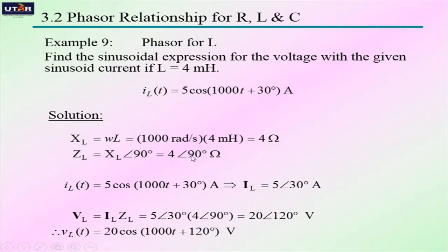And j is represented by 90 degree. So voltage equals current times impedance, which is 5 magnitude 30 degree multiplied by 4 magnitude 90 degree. So the voltage VL that we obtain is 20 magnitude 120 degree volt. So in sinusoidal form, it is 20 cosine 1000 t plus 120 degree.